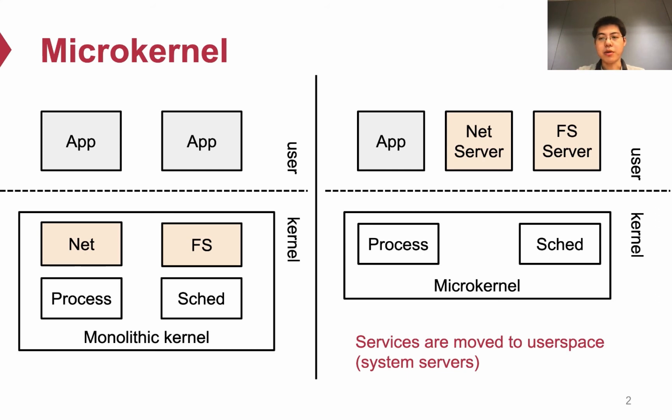While in a microkernel, most of the kernel subsystems are moved to the user space as standalone processes, such as network stack, file system, and device drivers. Only the core components are still running in the kernel space. We name the services that are deployed in the user space as system servers in this talk.